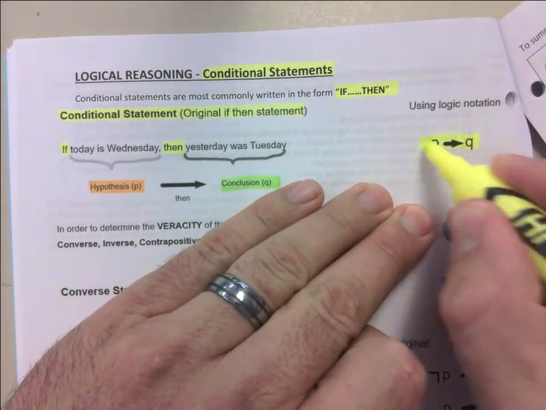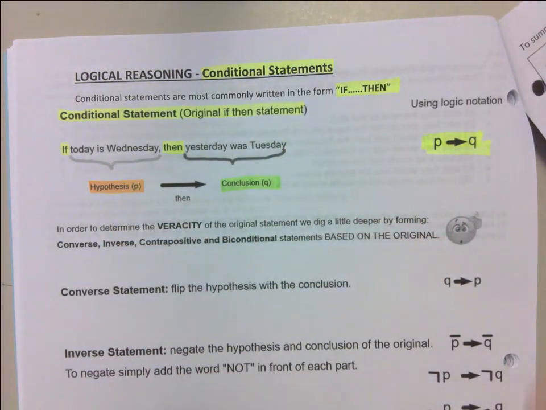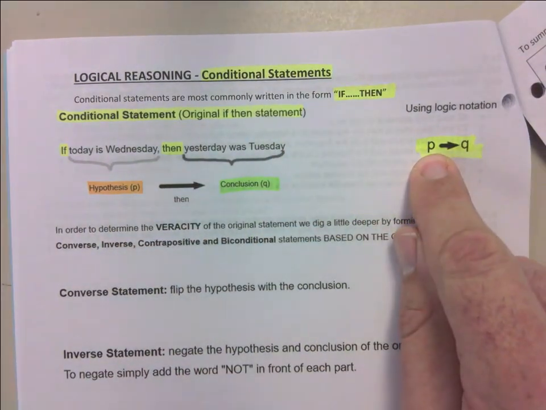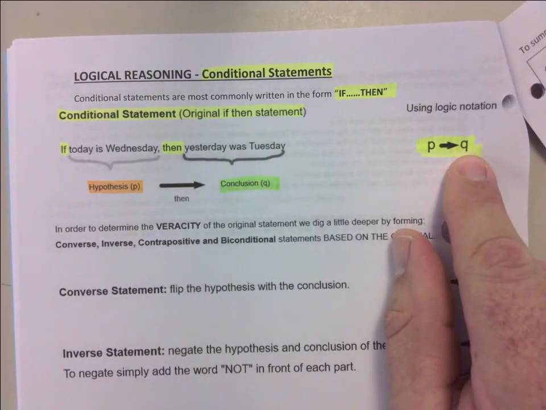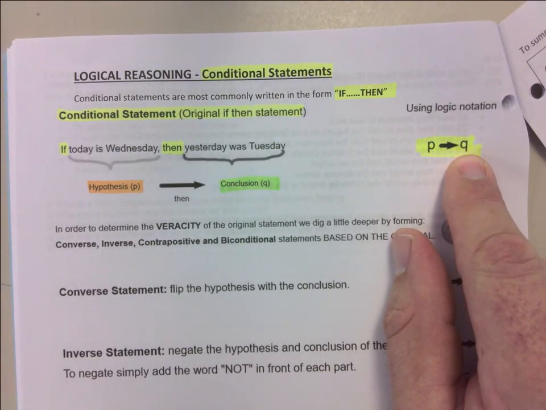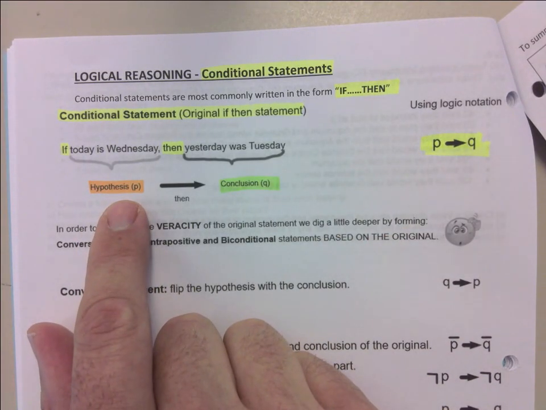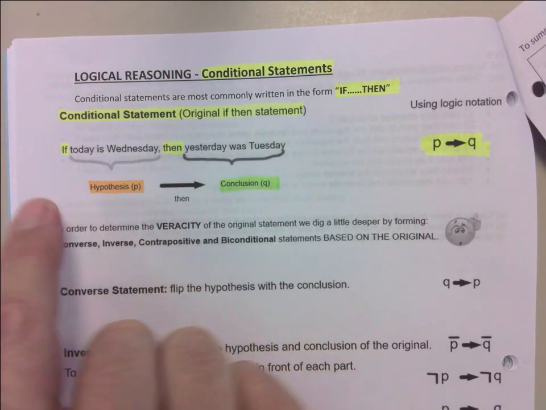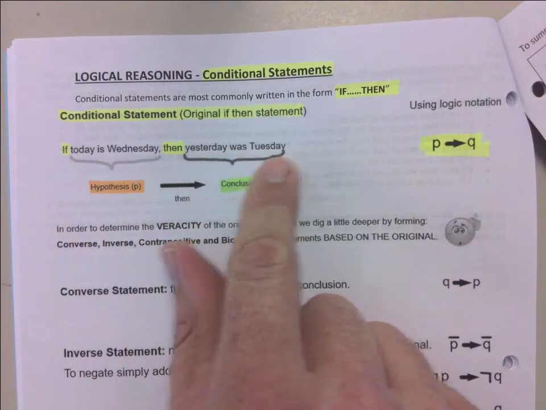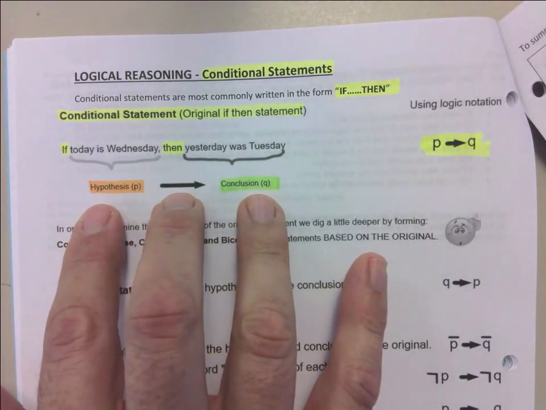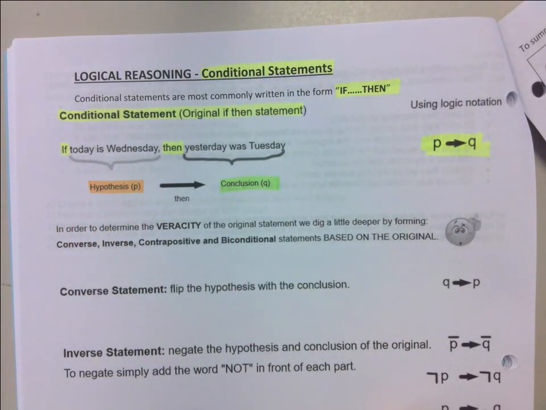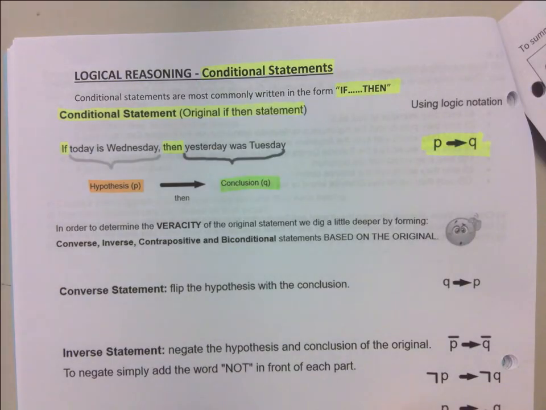The original conditional statement says if P, then Q. Right? It's weird, I know. If you've been in computer science, if you've done coding, this will maybe make a little bit more sense to you. But this is what I'm going to start with. Okay, this is our original statement. I use something that you can relate to. Because if today is Wednesday, then yesterday was Tuesday. That's true, right? Like you can't deny that.